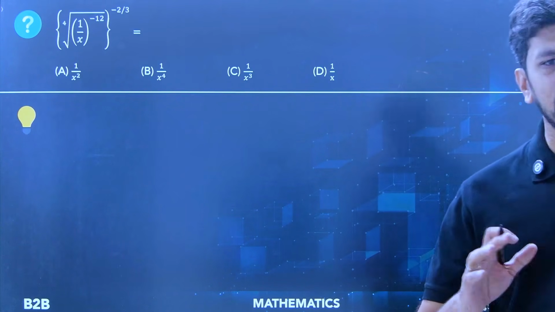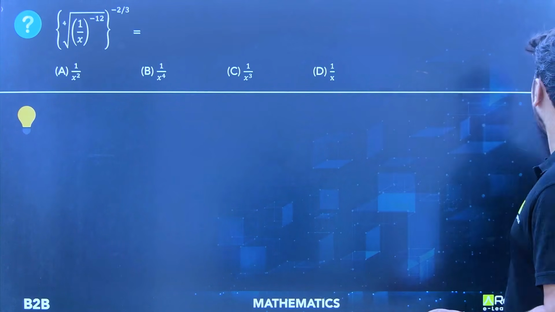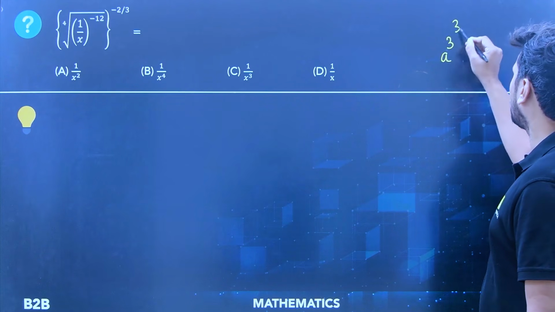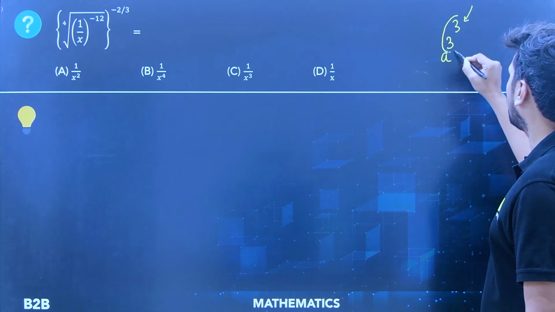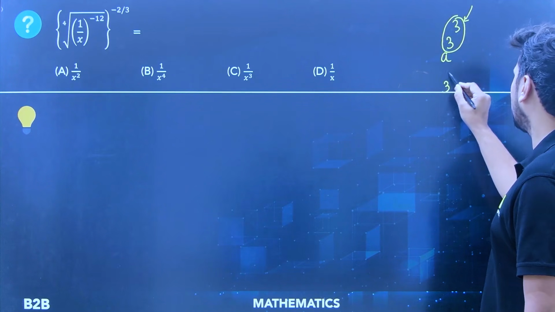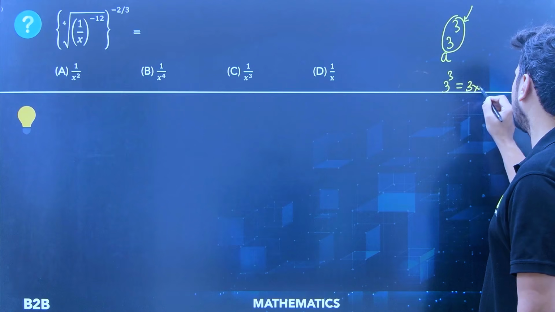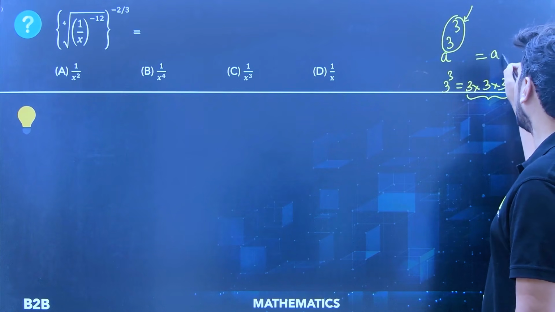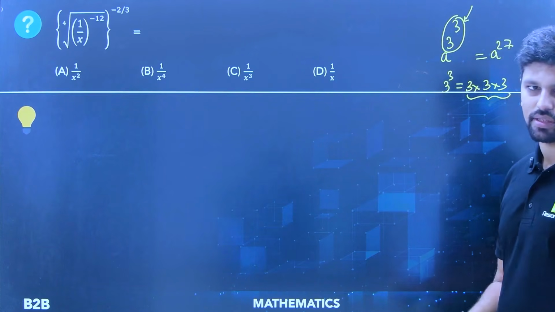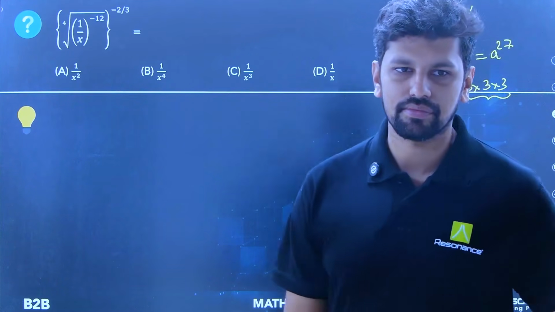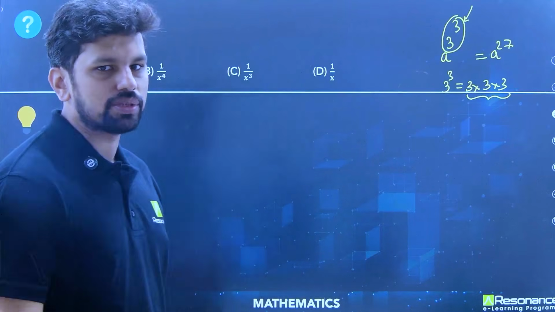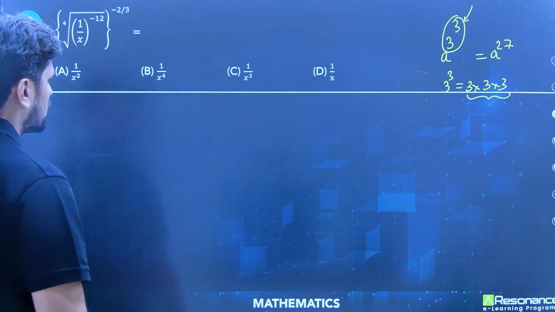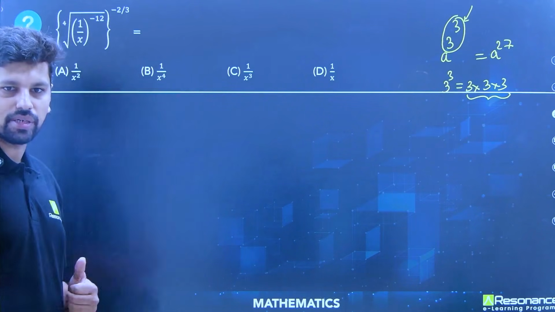3 power 3 is 27. Okay, see, something like (a to the power 3) whole to the power 3. We will start from this side. What is 3 to the power 3? 3 to the power 3 means 3 into 3 into 3, 3 times. That is equal to a to the power 27. Option C, option A. Okay, option D is also coming.